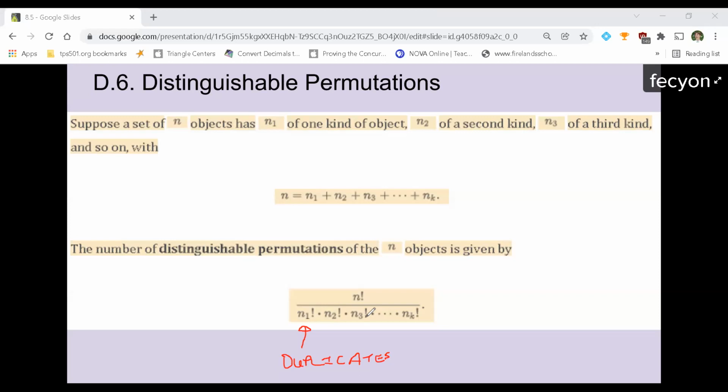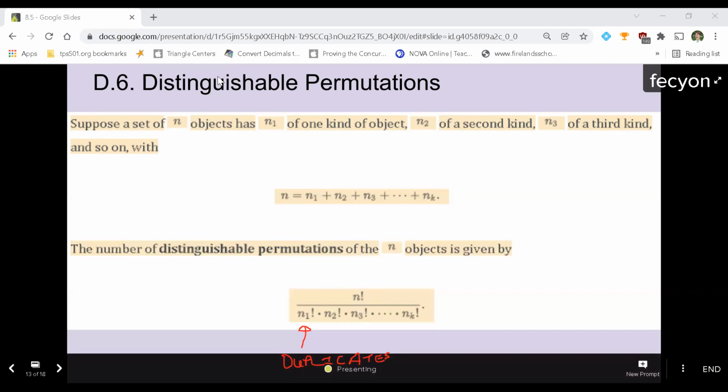And again, sometimes it won't matter if it's distinguishable. Sometimes it will matter if it's distinguishable. You really have to evaluate the context to see if you actually have to do this. I think on your homework, there's only one question that asks about it.